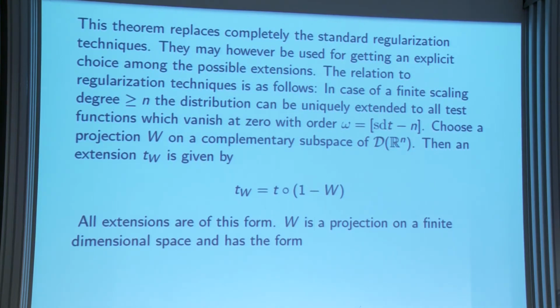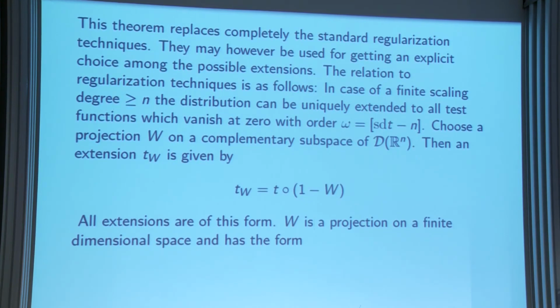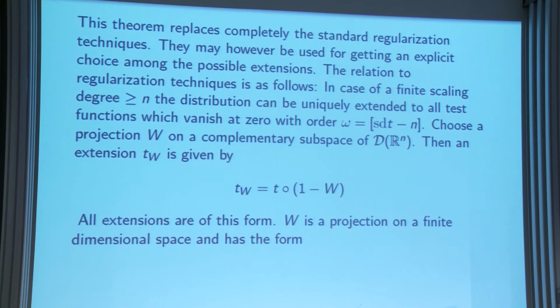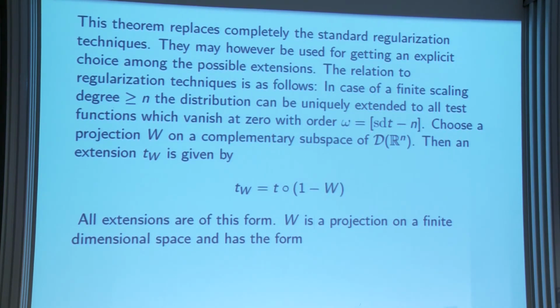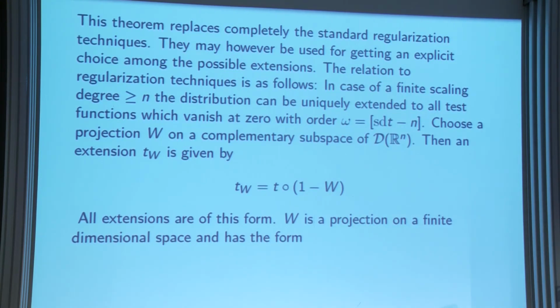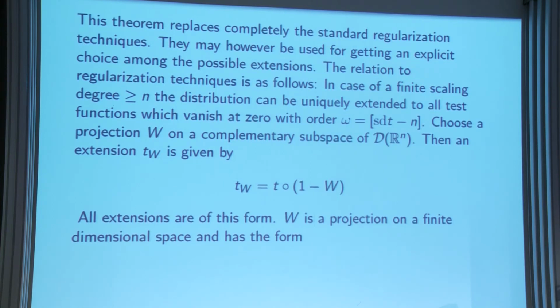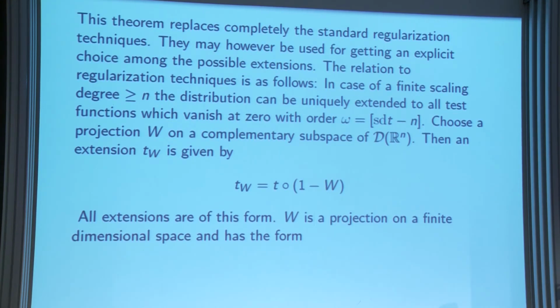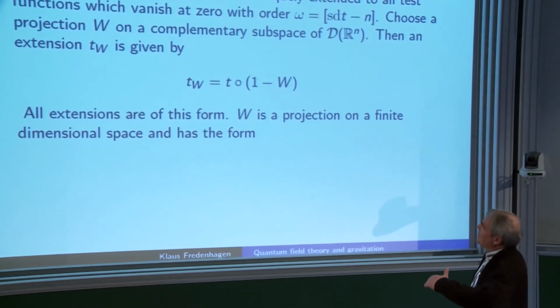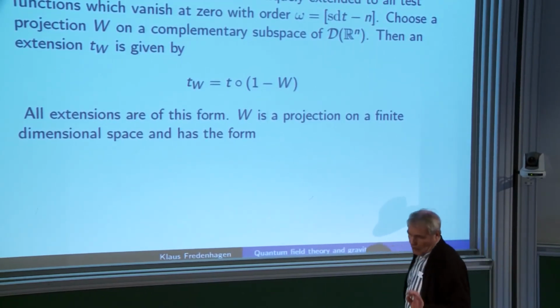Let's assume we have a finite scaling degree, but larger or equal to the dimension. Then one can show that the distribution can be uniquely extended to all test functions which vanish at the origin up to the order of the degree of divergence, which is the largest integer smaller than the difference of the scaling degree and the dimension. Then we choose a projection on the complementary subspace of the test function space. And then every extension is given by these formulas. We just take the composition of the distribution with the projection 1 minus W. W is this projection on the finite dimensional subspace, and 1 is the unit operator. And all extensions are of this form.